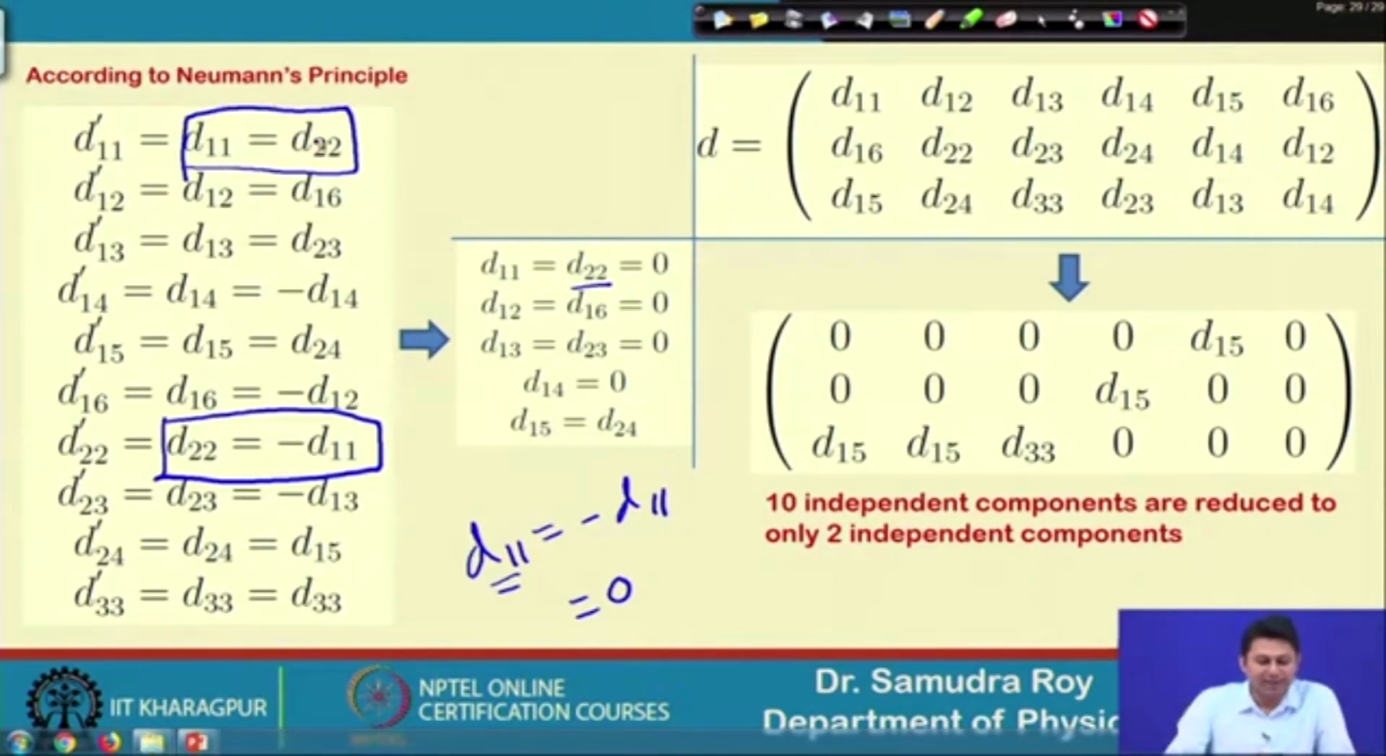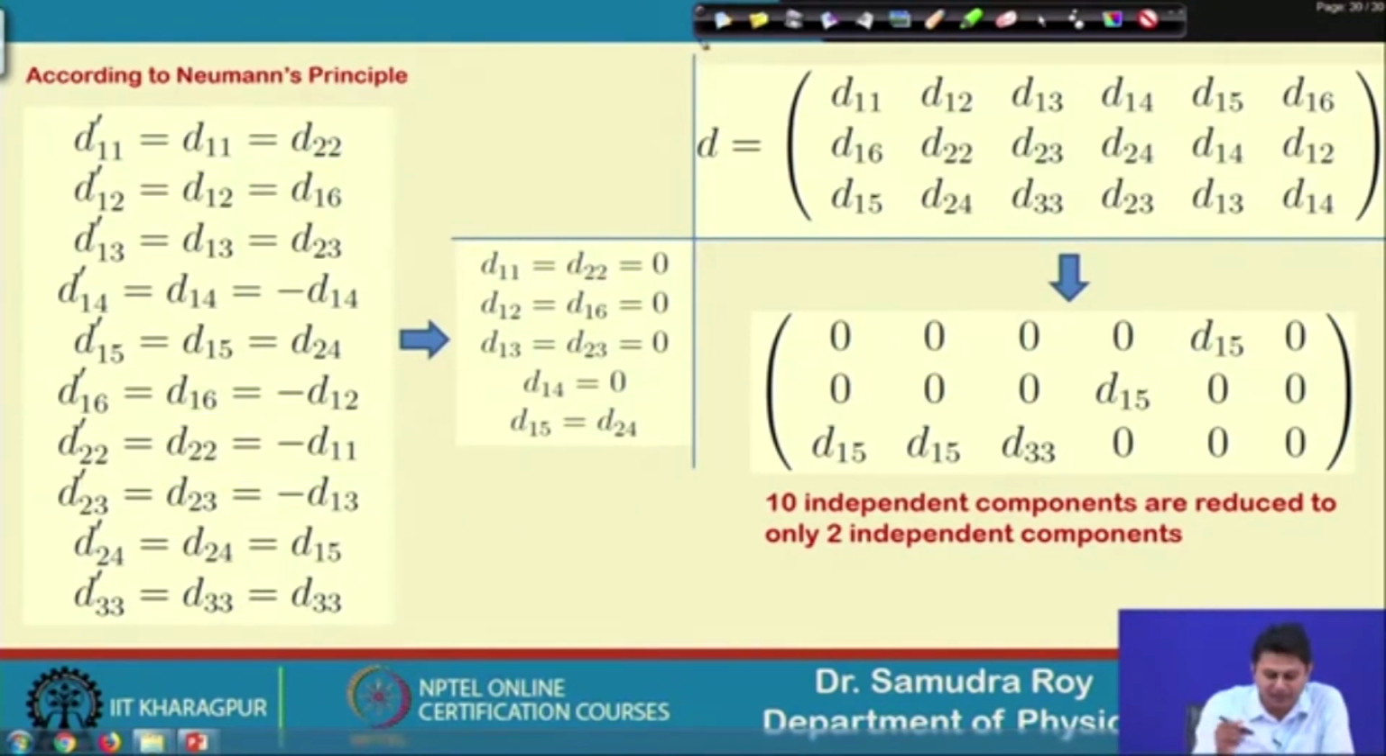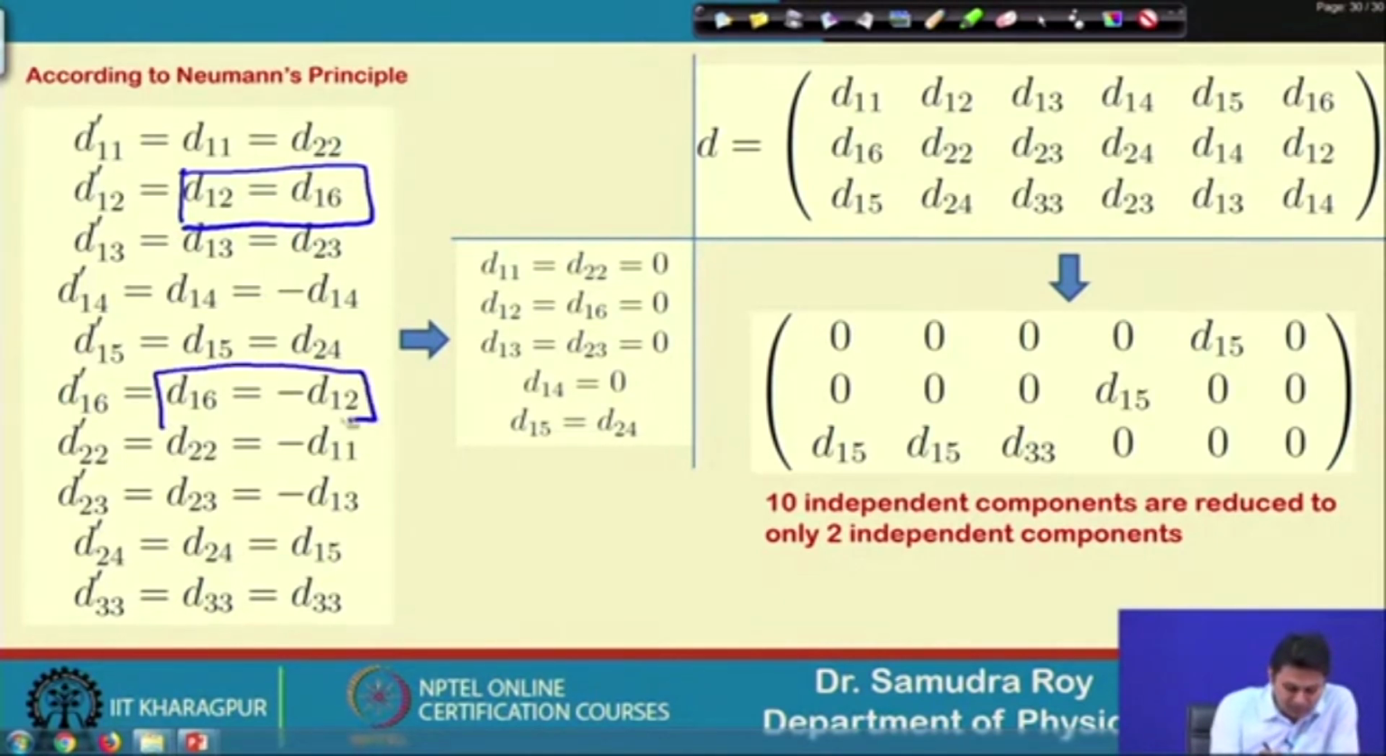So, you can see that by applying Neumann's principle, we can find out exactly what the values of the D matrix are, and find there are many zeros in the D matrix. So D11 and D22 are 0, that we find. Okay, what else? Let us see this equation, D16 and D12 are the same. Here we find another equation, D16 and D12, but they are related with a negative sign. Now from these two equations, we can readily say that D12 and D16 have to be 0, otherwise these two equations cannot be satisfied simultaneously.